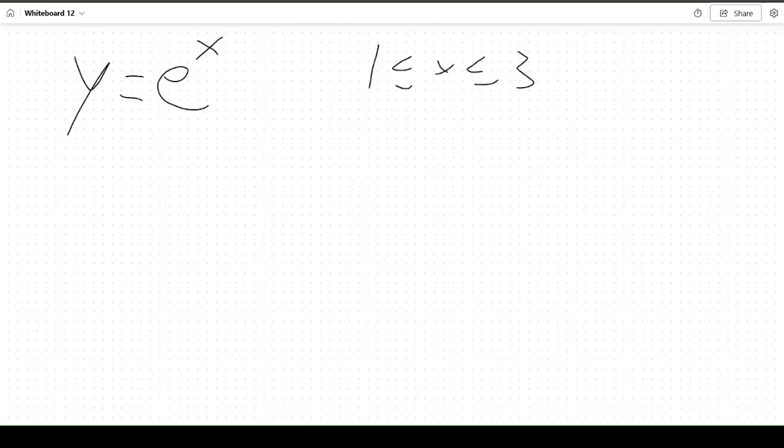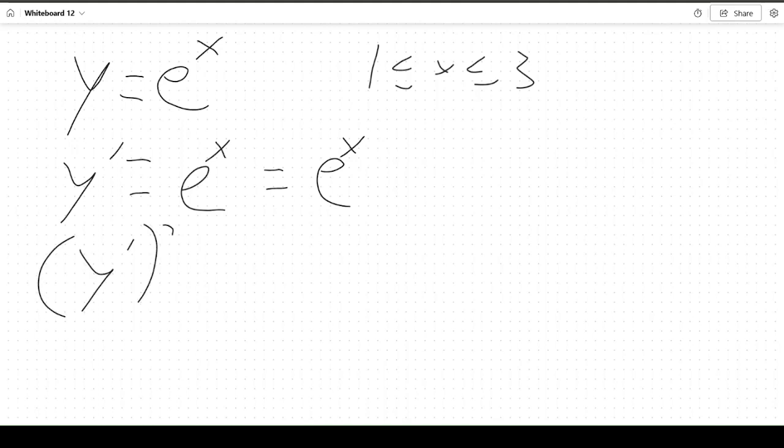As you can see here, we have a function y equals e to the power of x from 1 to 3. As you can see here, there's 1 and 3. So pretty much all we're going to do is derive the function e^x, and the derivative of e^x is just going to be e^x, but we're going to square that function that is already derived.